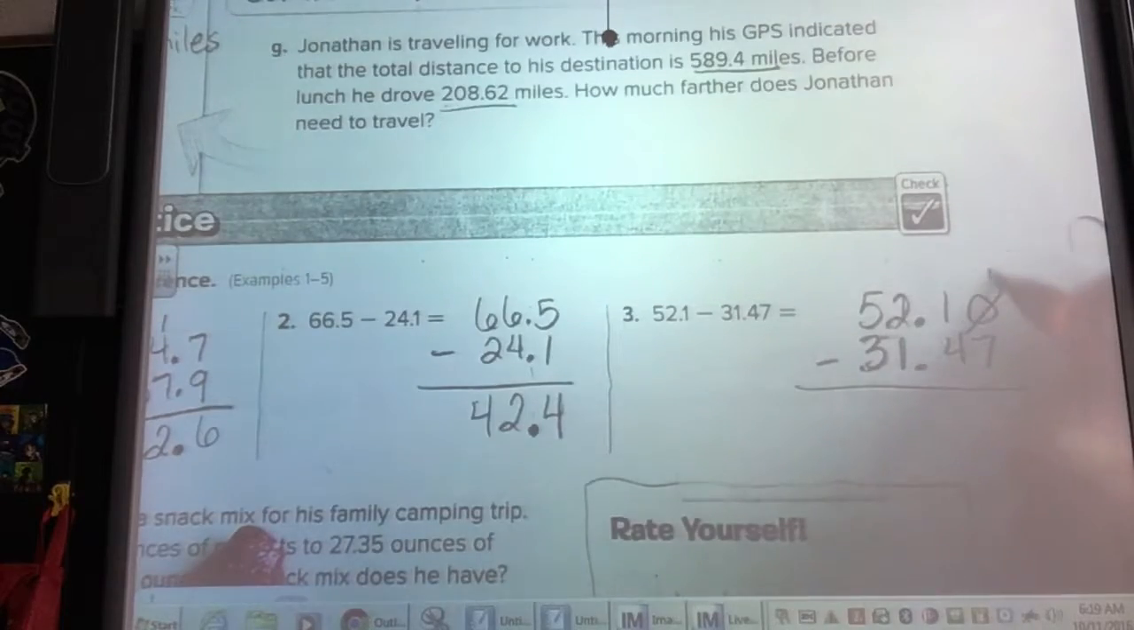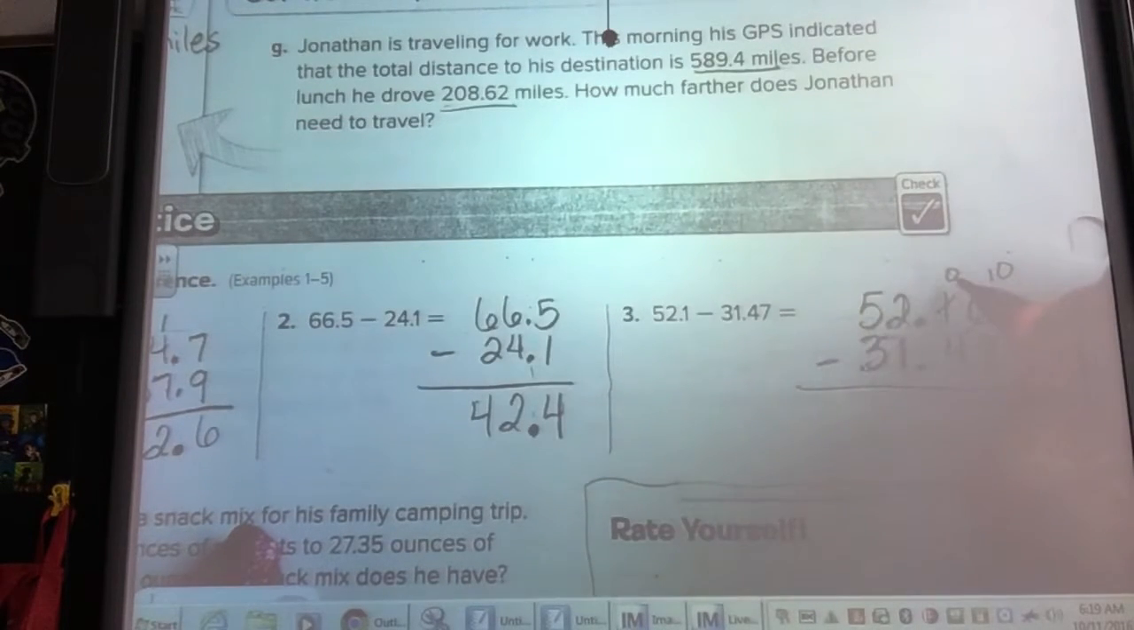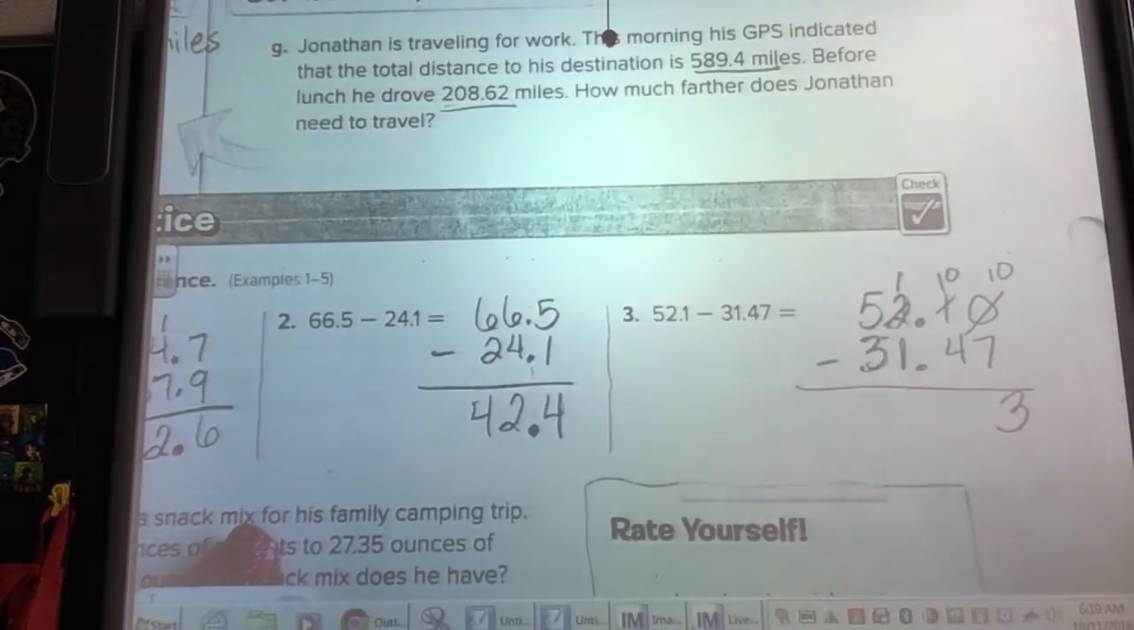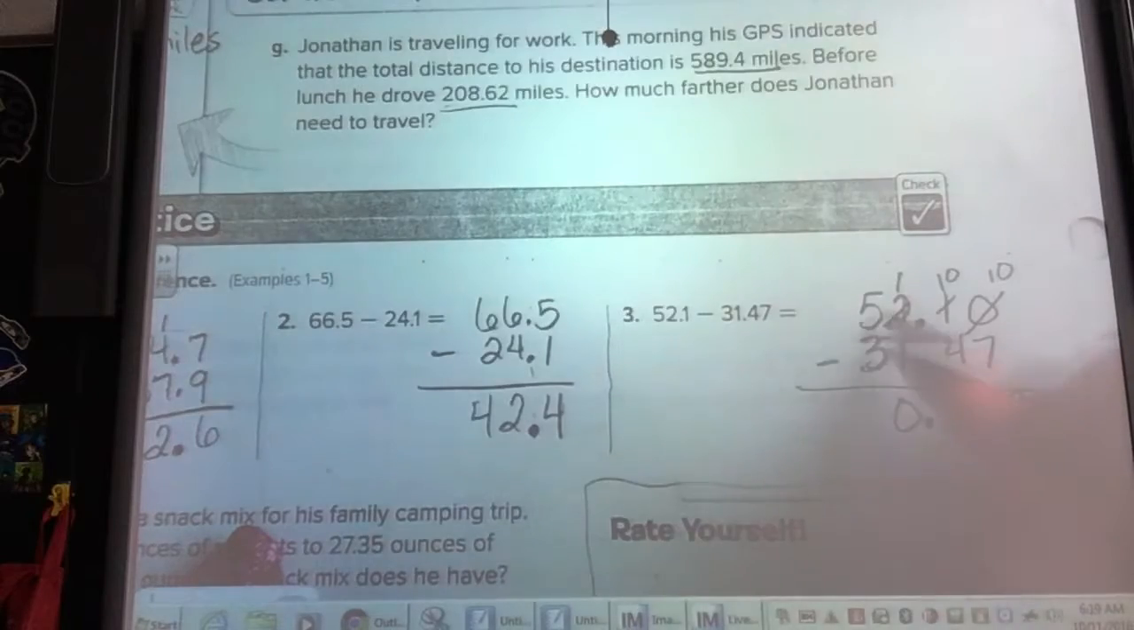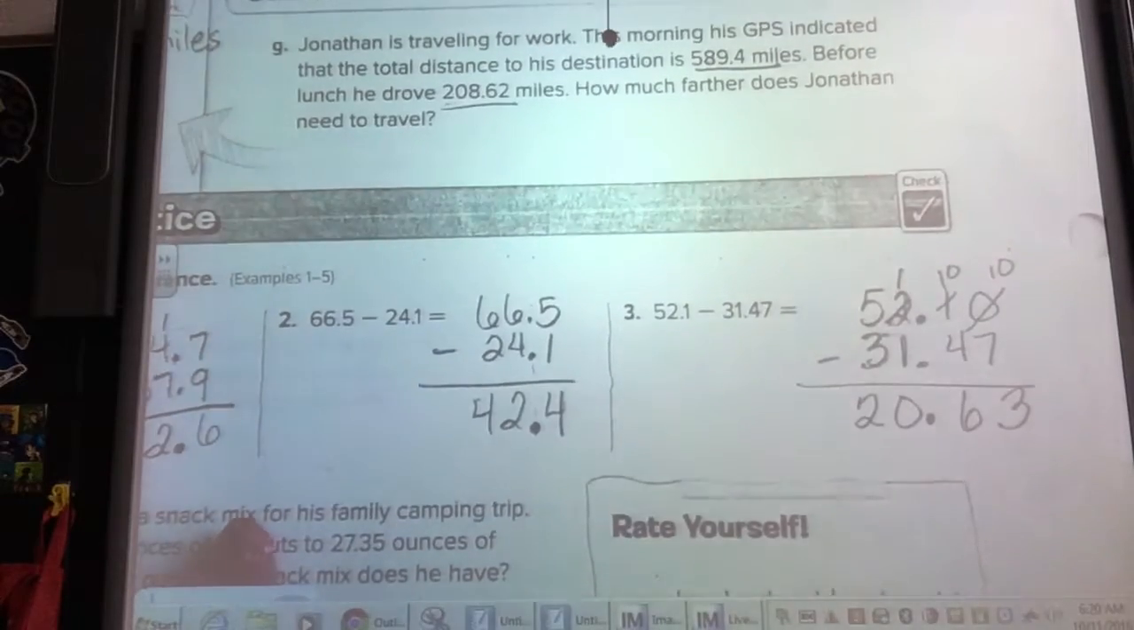I've got to borrow because I can't take away if I have nothing. 10 minus 7 is 3. Oh, I've got a 0. I've got to make that into a 10. It means that's got to be a 1. 10 minus 4 is 6. Bring down your decimal. 1 minus 1 is 0. 5 minus 3 is 2. You get 20.63.